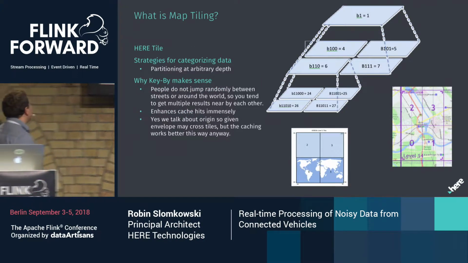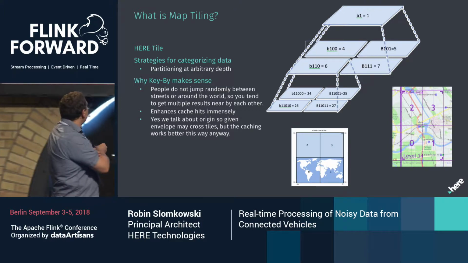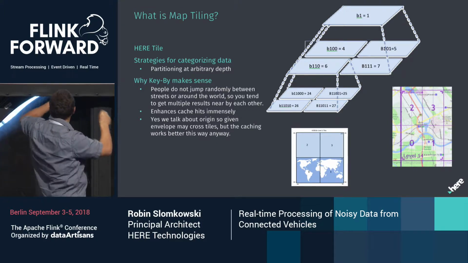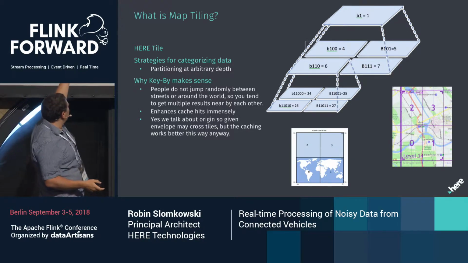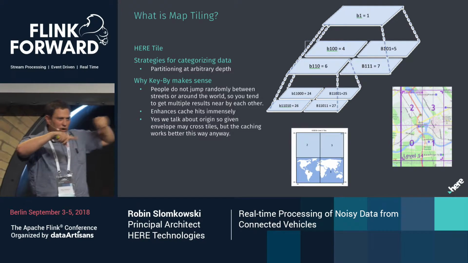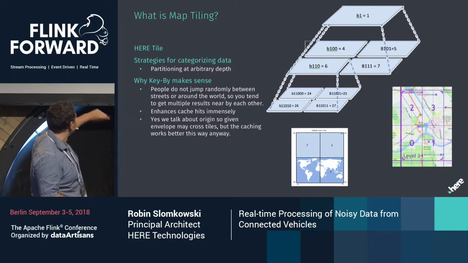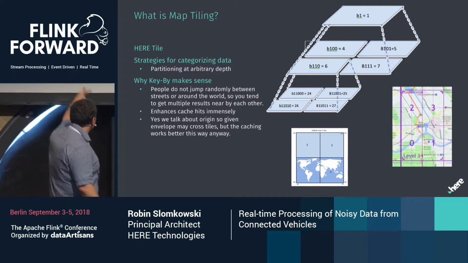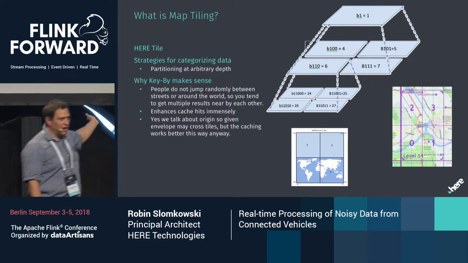So what is map tiling? I mentioned this briefly before. What we do is we have a partition at arbitrary depth. So we have a binary way of representing where any particular square of the Earth is. We cut it into a number of different segments, 0, 1, 2, 3, starting in the lower left.